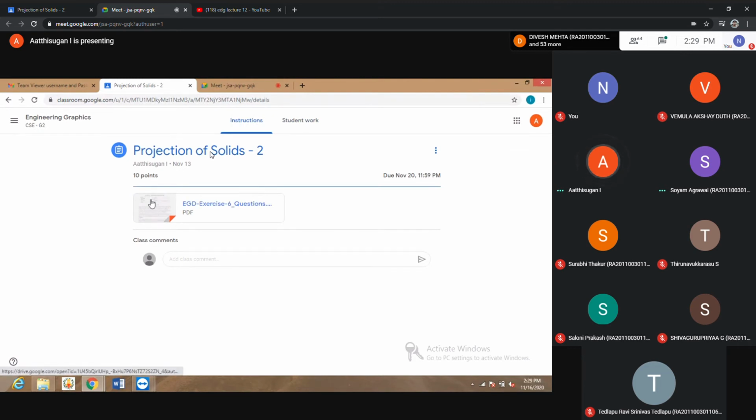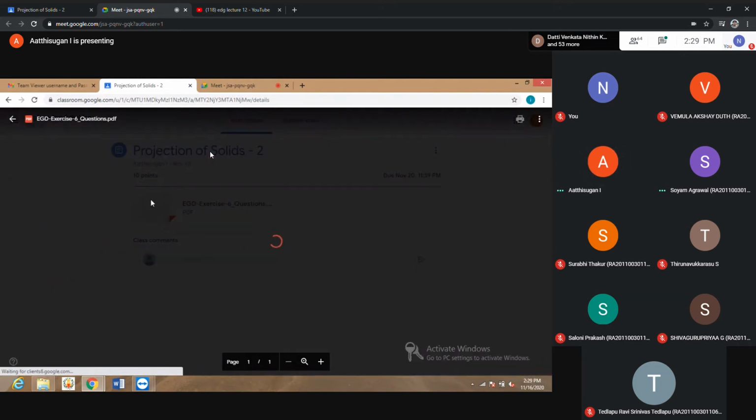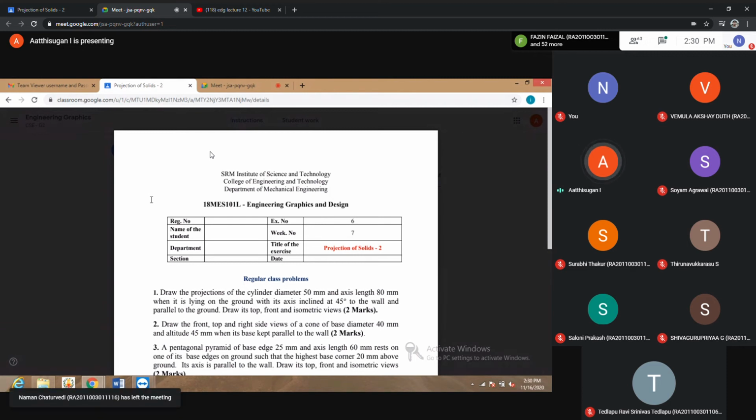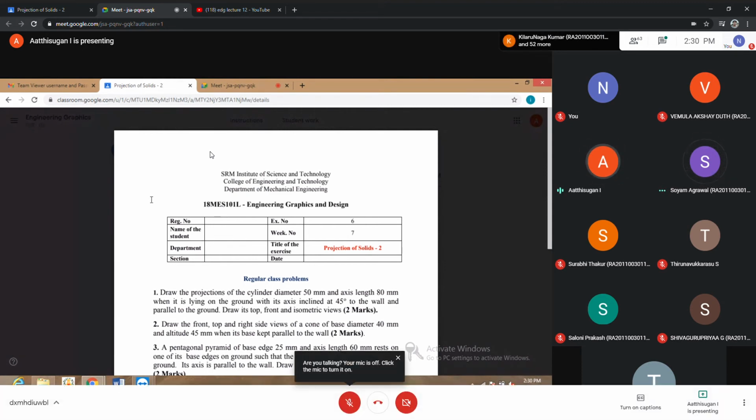I'll take the question first. That cylinder question: 50 mm diameter, axis is 80 mm length, lying on the ground, this axis inclined 45 to the wall. So last time people were confused. Which view do you select for drawing the cylinder initially? In the front view, draw a circle, then extrude the cylinder 80 mm. Then we have to change to the top view, then rotate it by 45 degrees. That's it.